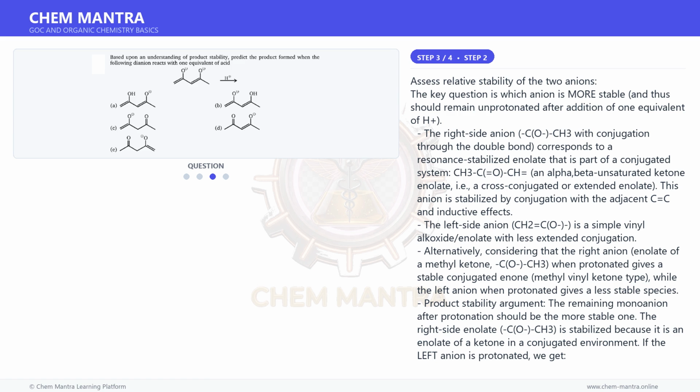COCH3, is stabilized because it is an enolate of a ketone in a conjugated environment. If the left anion is protonated, we get CH3C=O, CH=C, OCH3, which is answer D, an enolate stabilized by conjugation with the adjacent carbonyl, forming an extended conjugated system, ketone CH=C, OCH3, analogous to a stabilized beta-keto enolate.